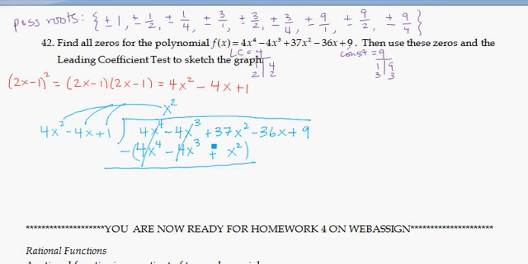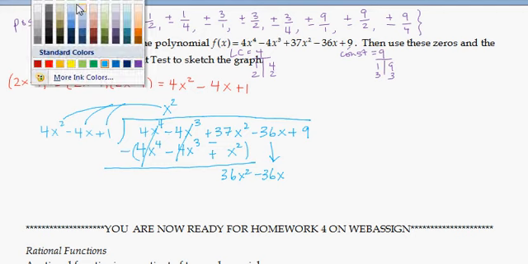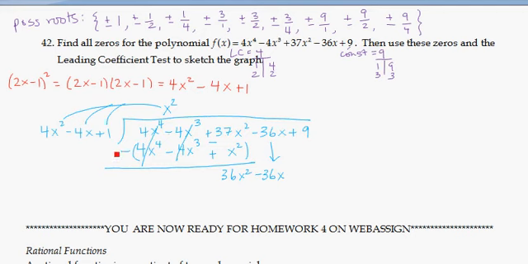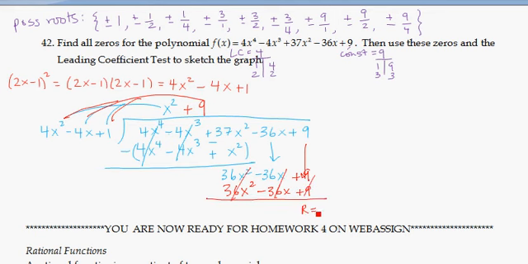So I'm subtracting, I should write that. So I get 36x squared, and I go ahead and pull down that minus 36x. Now I ask myself, how many times does 4x squared go into 36x squared? And that's going to go in 9 times. So when I distribute now to all three, I'm going to get 36x squared minus 36x, and I'm pulling down this plus 9. We see that everything cancels here, and we have a remainder of 0.